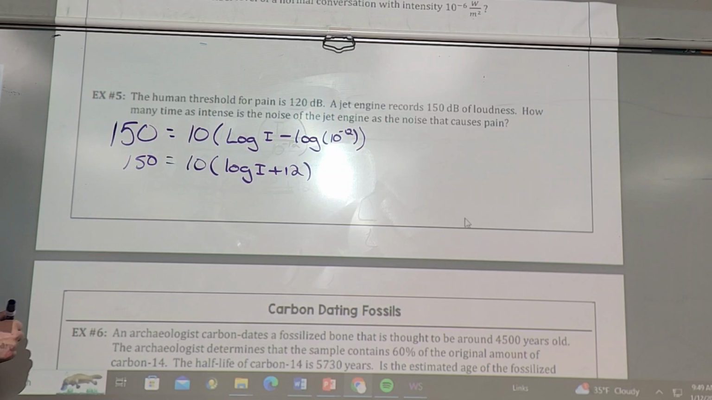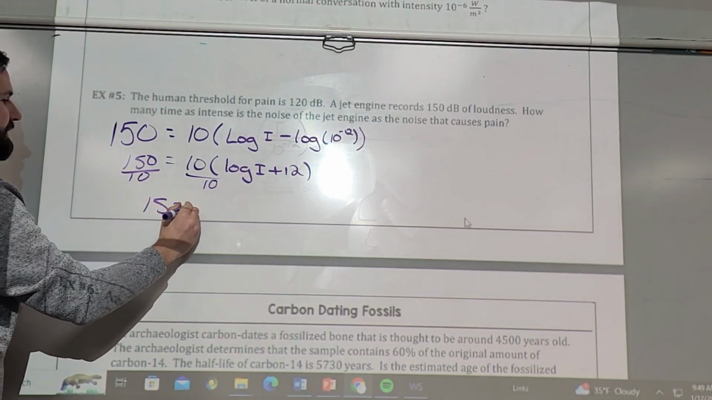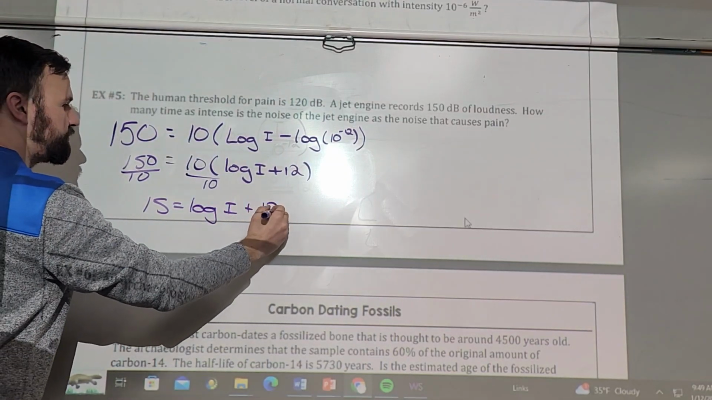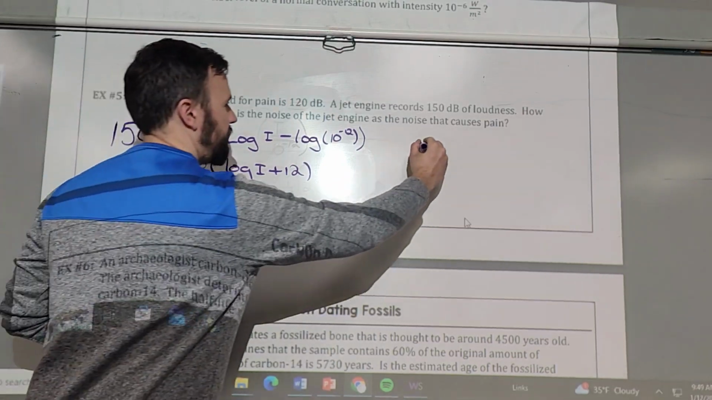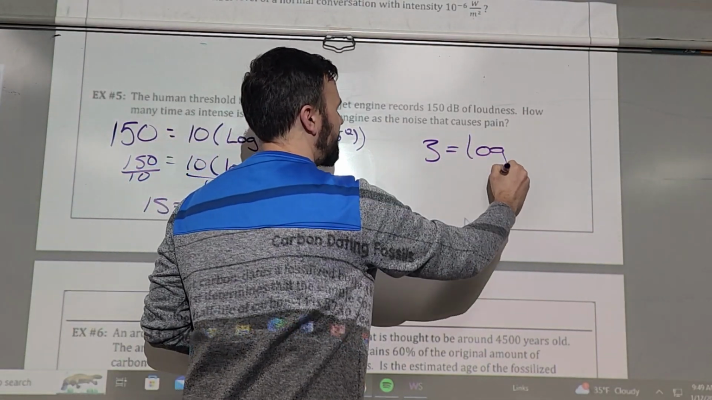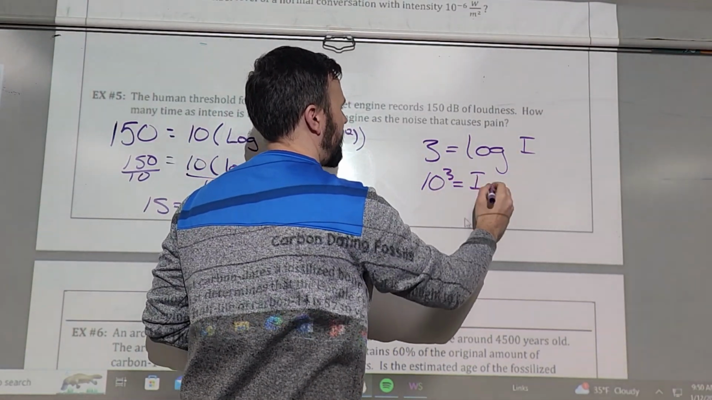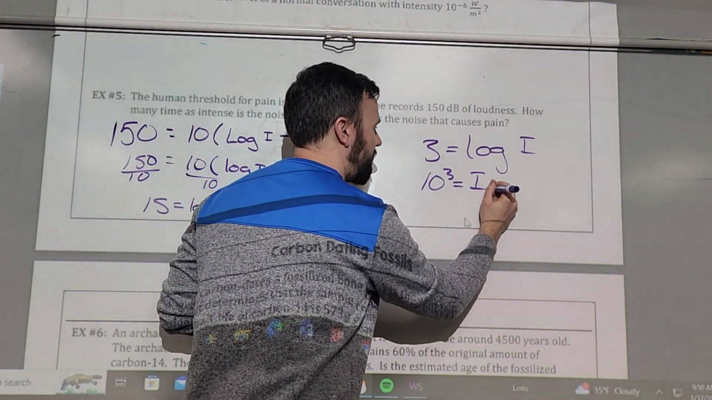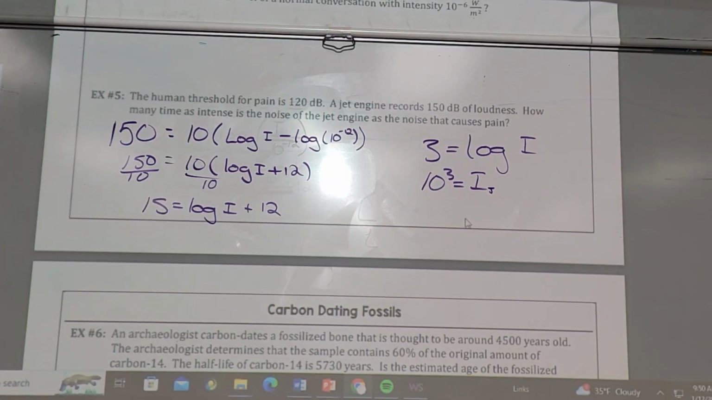All right, divide by 10. I get 15 equals log of I plus 12. So what? 3 equals log of I. So 10 to the third equals I. Ooh, you guys want to do something wild? I'm going to call this I of J. Because it's a jet engine.